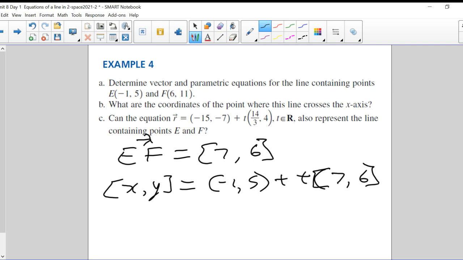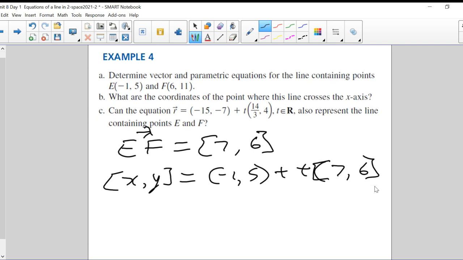So the next question is, what are the coordinates of the point where the line crosses the x-axis? Well, what do you know about that? Oh, sorry, vector and parametric. Let me put the parametric equations in as well. So that means that x equals -1 plus 7t, and y is equal to 5 plus 6t.